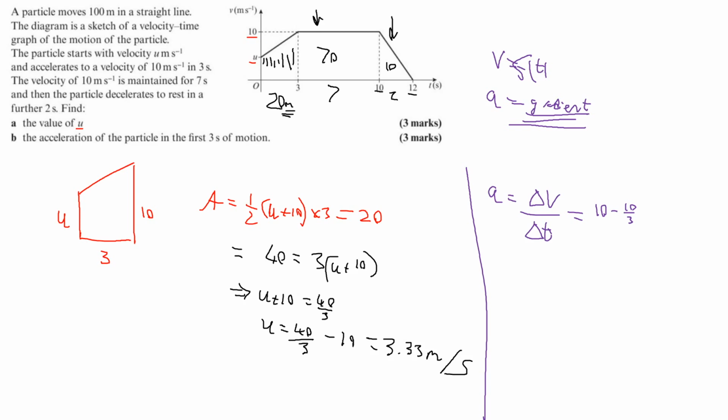or you can use 3.33. I'm just going to use fractions because I know that this is 10 over 3. And we know it takes 3 seconds, so it's over 3. If we plug that into our calculators, we get an answer of 2.22 meters per second squared. And that is your final answer. We use the area to work out the distance, and we use the gradient to work out acceleration.